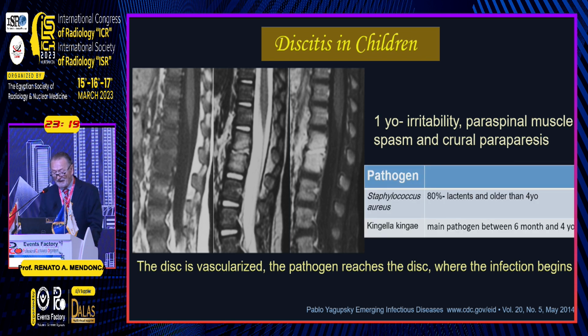The pathogens are most commonly, like for the adults, Staphylococcus aureus, but now between 6 months and 4 years old, there is a Kingella kingae kind of bacilli that becomes the most common agent in this age group.